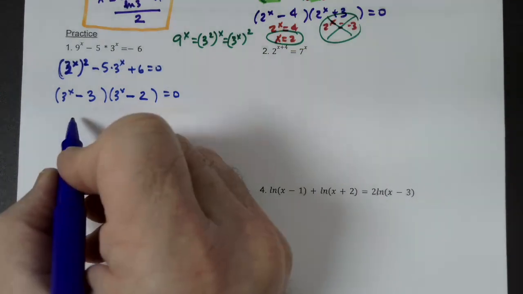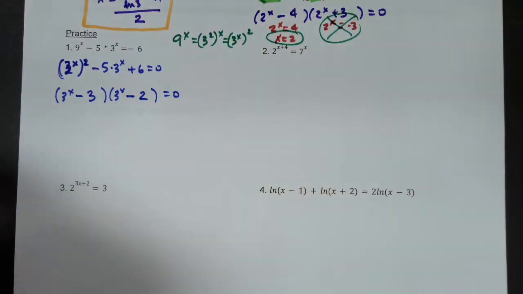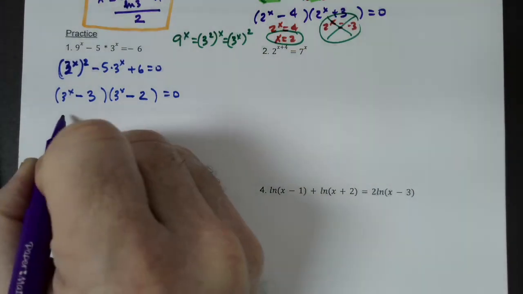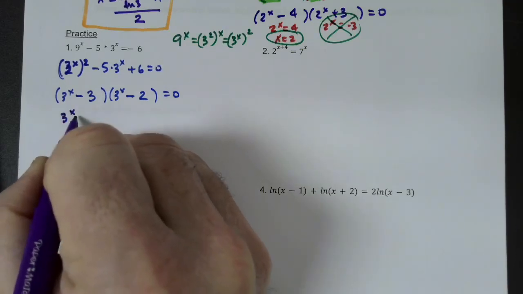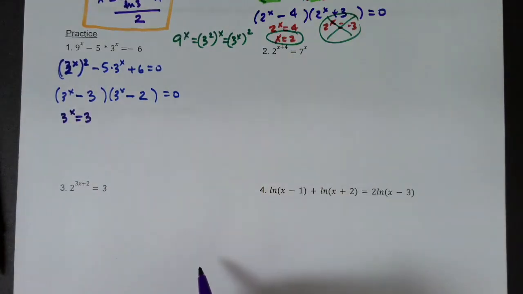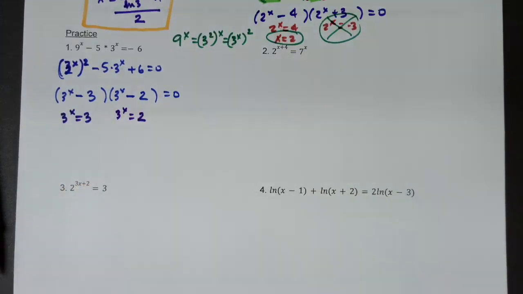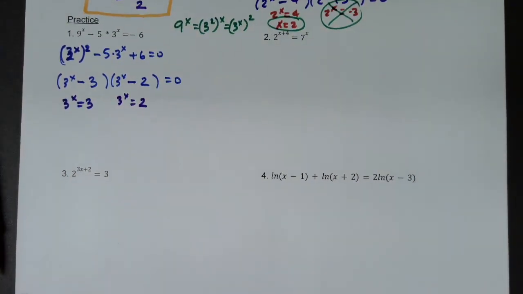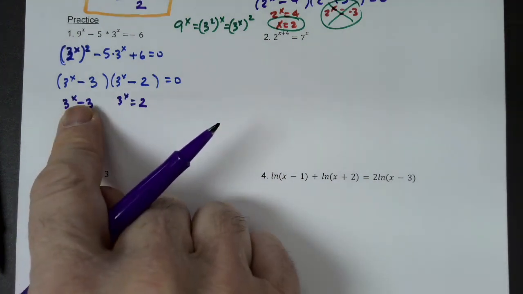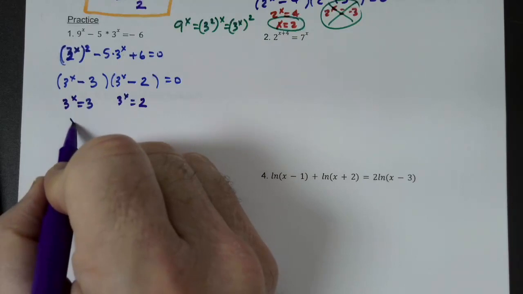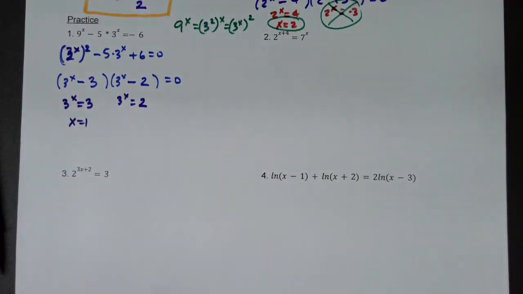And then we're just going to solve these, knowing that 3 to the x would have to equal 3, and 3 to the x would have to equal 2 if either one of those are equal to 0. First one's real simple to see. Only way we can do this is, of course, when x equals 1.